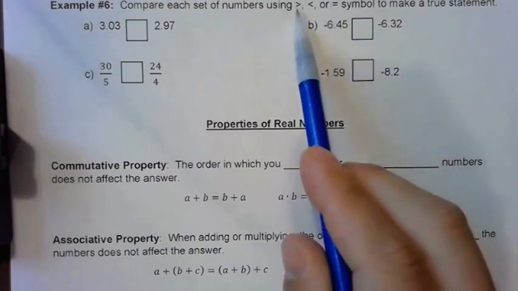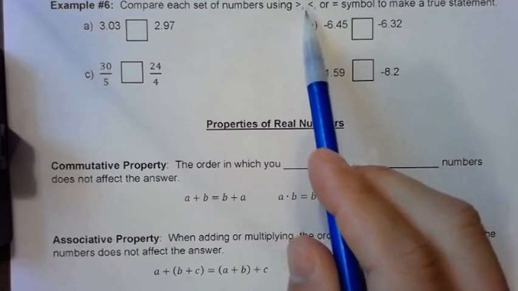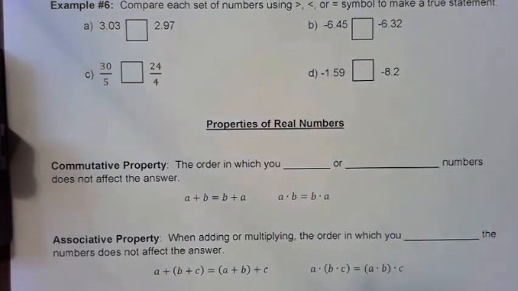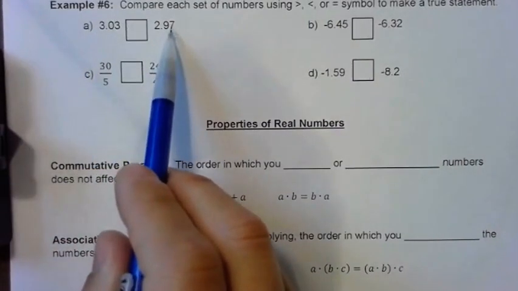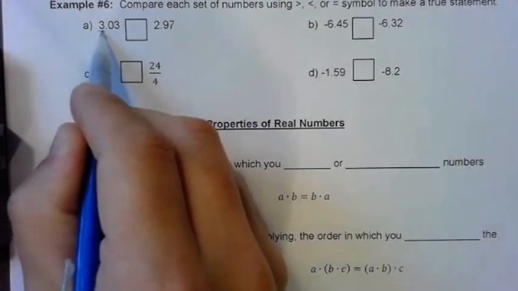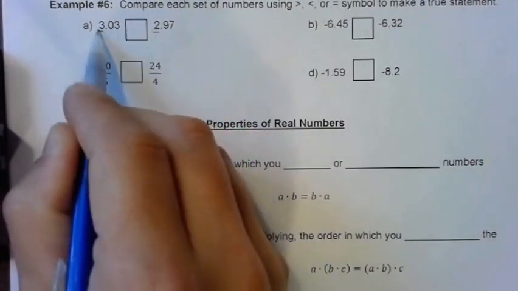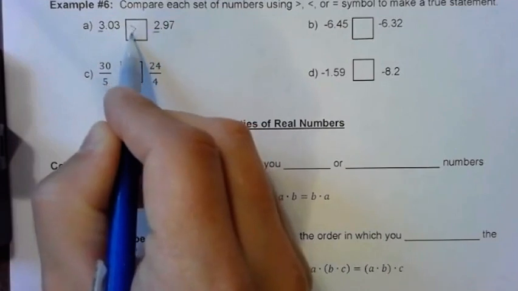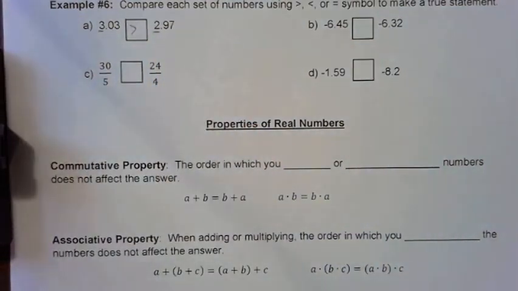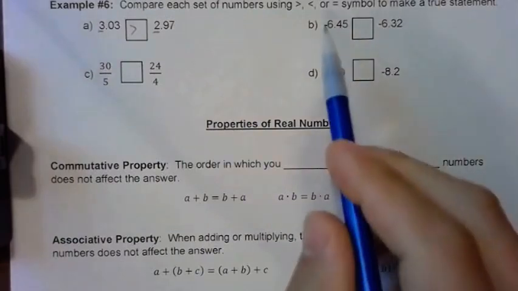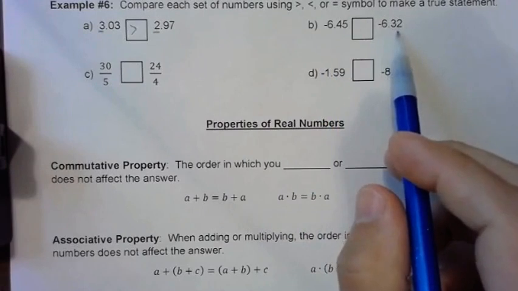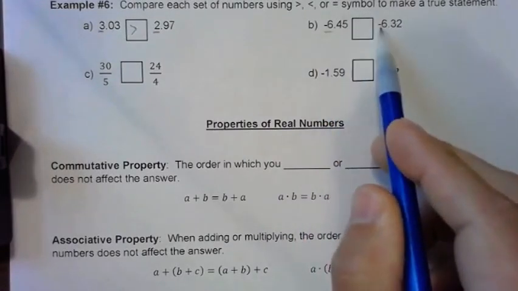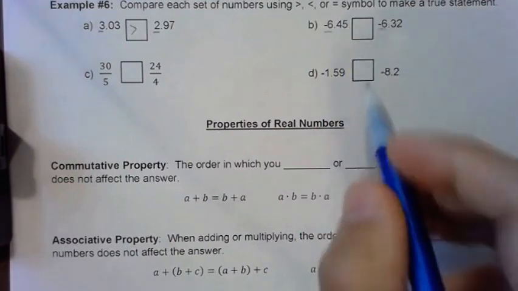Okay, so if the first number is further to the right on the number line, use a greater than symbol. If the first number is further to the left on the number line, use the less than symbol. In example A, 3 and 3/100 compared to 2 and 97/100. If you just look at the ones place, you have a 3 and a 2. 3 is further to the right than 2 is, so this number 3 and 3/100 must be greater than 2 and 97/100. With letter B, we have -6 and 45/100 compared to -6 and 32/100. Notice here that the ones places are the same, -6, so we'll compare the tenths places.